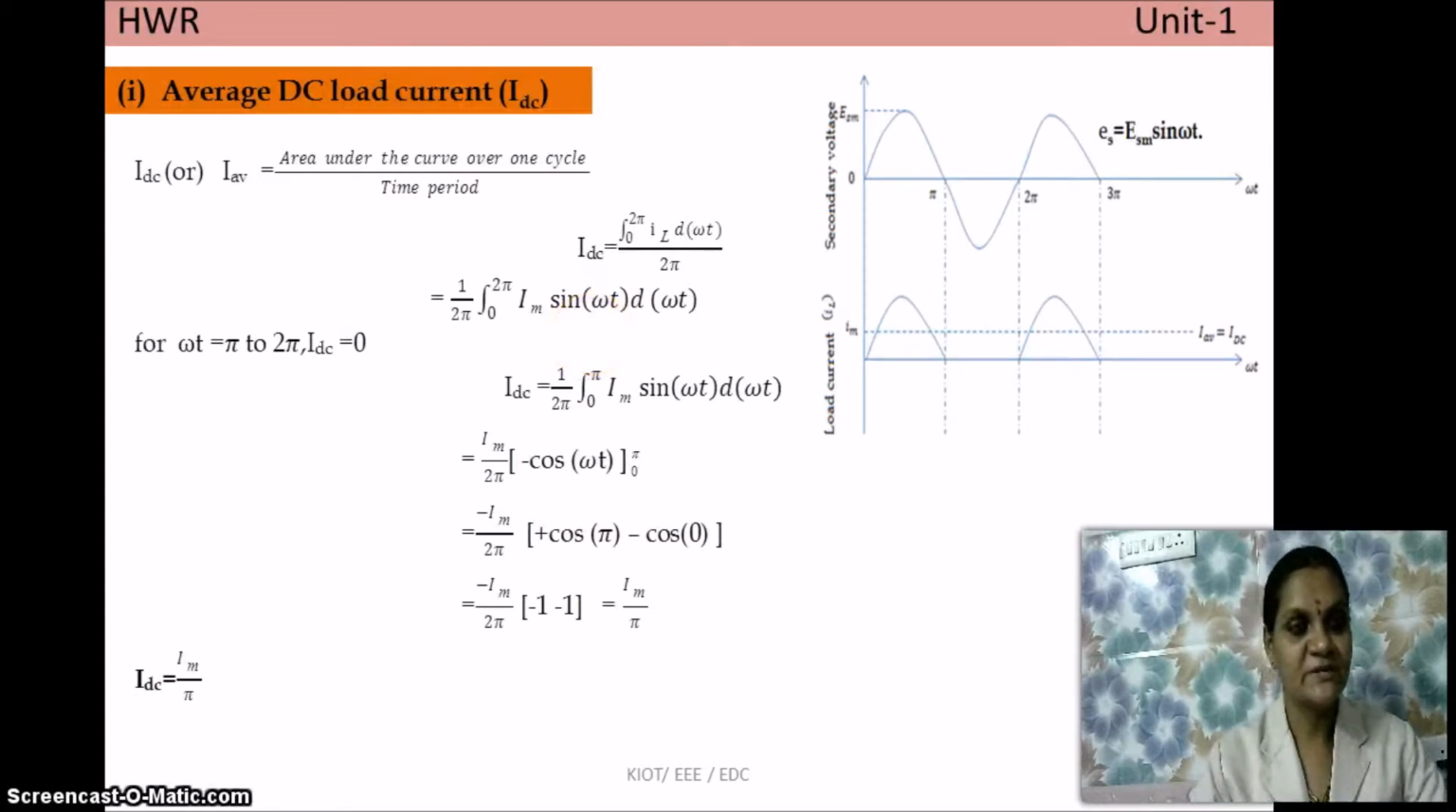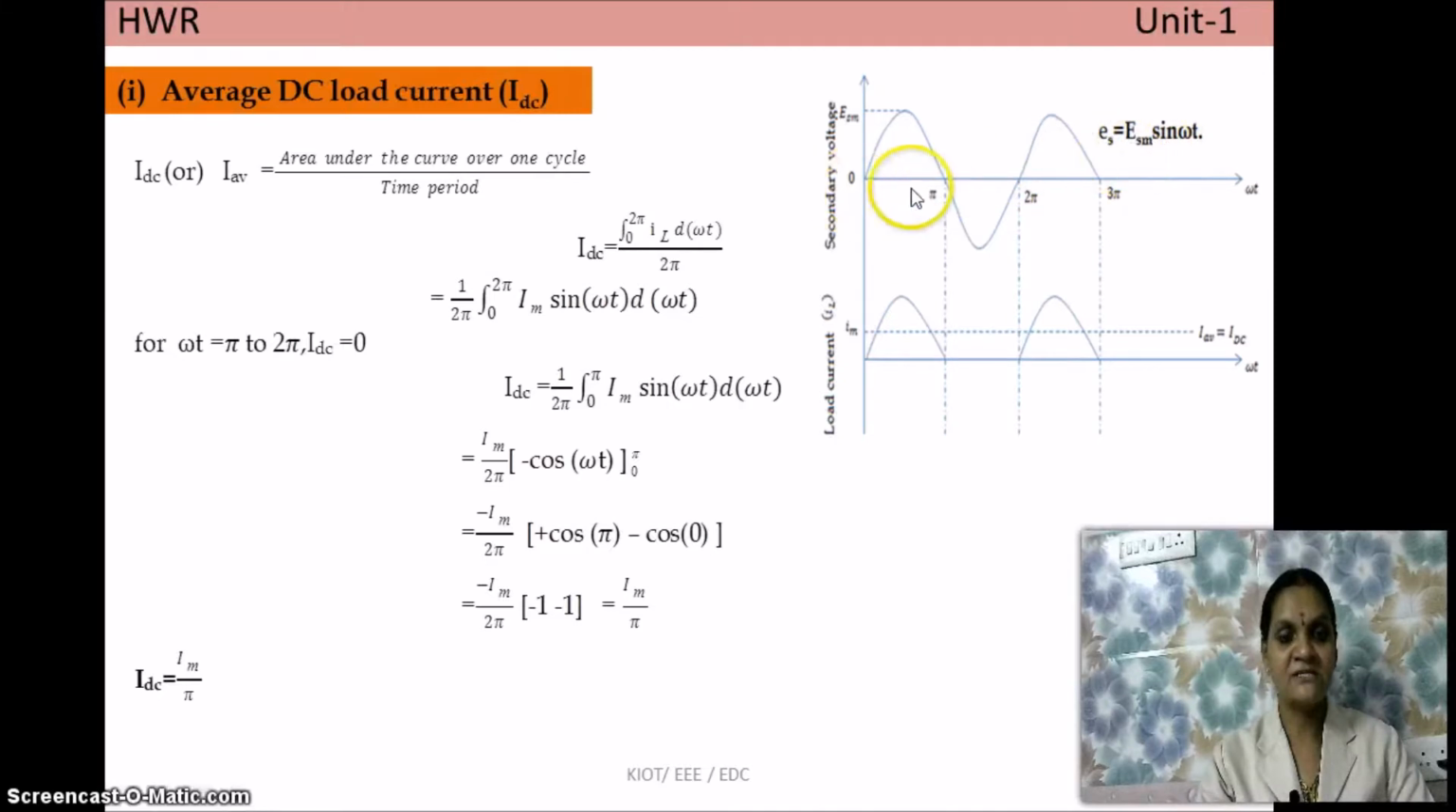So first, we are going to derive the expressions for the 10 parameters in a half wave rectifier. The first one is the average DC load current, represented by IDC. Here we have taken the reference waveform we discussed in the previous video. This is the input AC sinusoidal signal represented by the equation es equal to Esm sin omega t. 0 to pi is the time period for the positive half cycle, pi to 2 pi is the time period for the negative half cycle, and one complete cycle is one positive half cycle and one negative half cycle. Its time period is 0 to 2 pi.